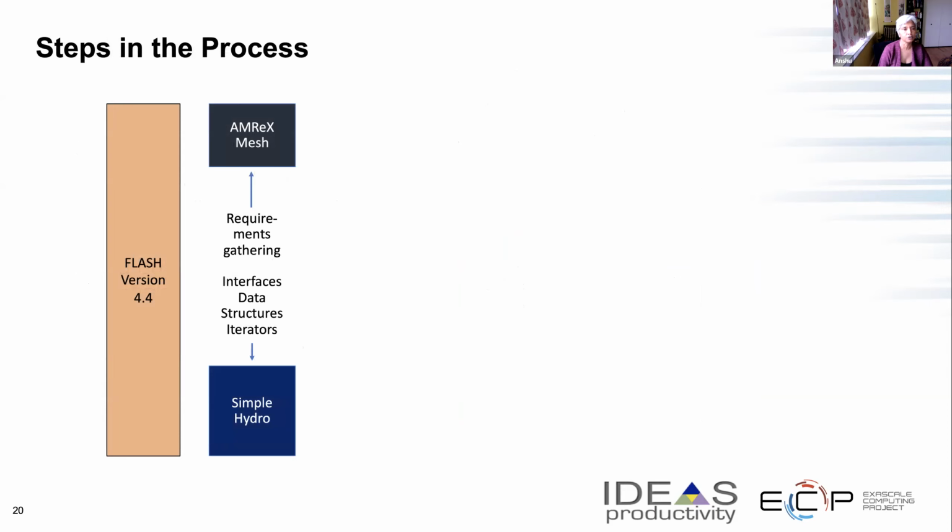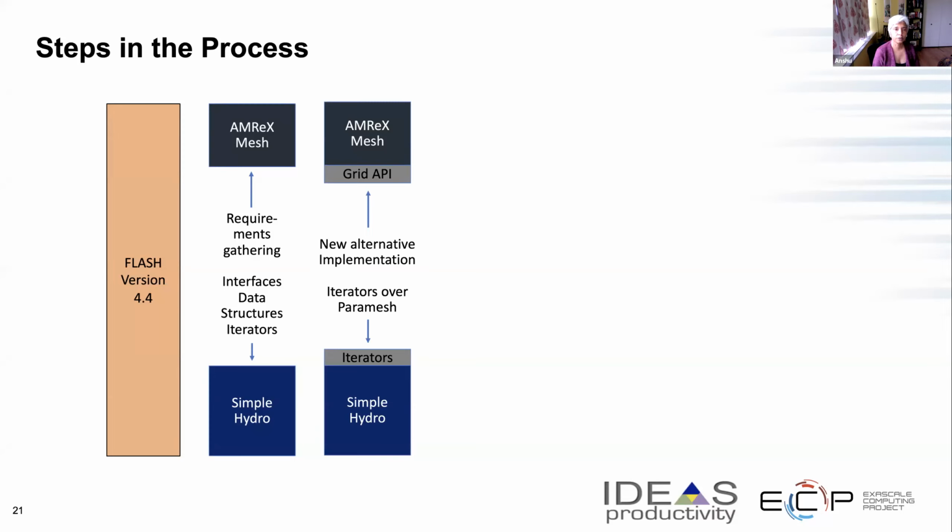So we started out with Flash version 4.4. For AMRX mesh, we did the requirements gathering for how we needed to change the interfaces in order to accommodate AMRX mesh. We picked up the simplest version of hydrodynamics we had, basically removing most of its functionalities and complexities, and created a very simple version that we could exercise over and over again and run very quickly in order to exercise the AMRX interfaces.